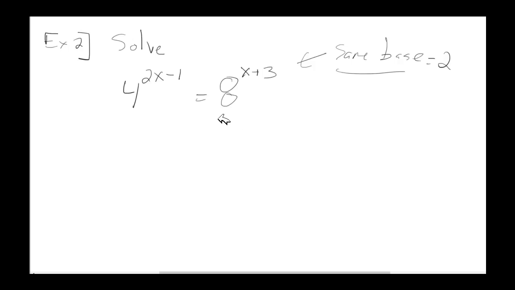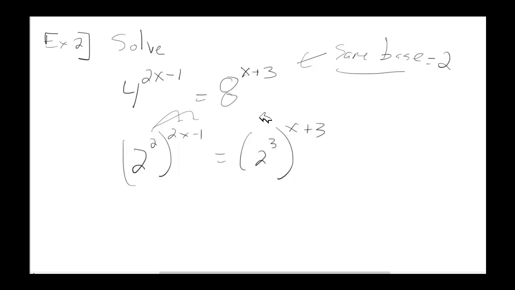powers of 2. So I'm going to rewrite 4 as 2 squared, which gives 2 to the 2x minus 1, and I can rewrite 8 as 2 cubed. Here it's really important that you know your exponent rules, so review that video if you're a little foggy on them. Exponents to exponents, you multiply. So I'm going to distribute the 2 and distribute the 3 because it's multiplication. So I have 2 to the 4x minus 2 is equal to 2 to the 3x plus 9.